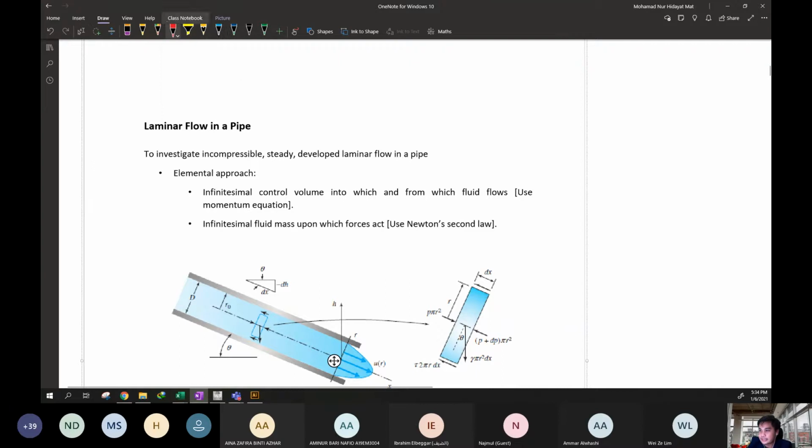You can see here, this is a developed laminar flow. That means we do not consider the entrance length or the inviscid core length. We are interested in the developed laminar flow. So what is meant by developed laminar flow? Anyone would like to try?